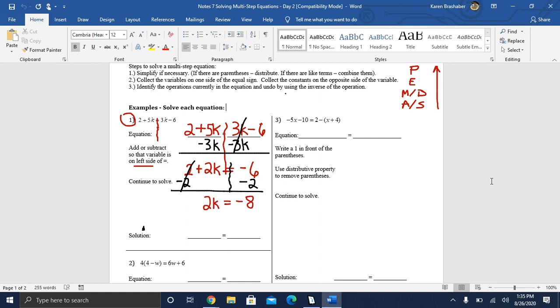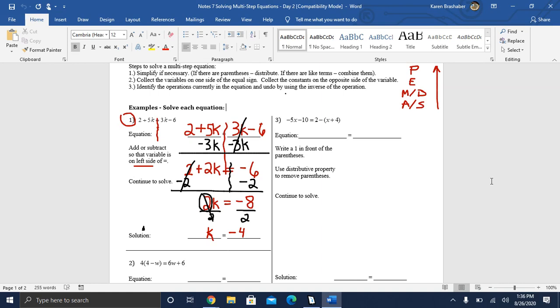Now we have multiplication. We want to undo multiplication by division. So I like to show that division as kind of like a fraction. I'm dividing on both sides of that equal sign. You want to divide by whatever number is in front of your variable. Whatever is multiplied to your variable, you're going to do the inverse operation. So we will divide by 2. That will cancel the 2's. And your solution then is k equals, and then negative 8 divided by 2 is negative 4. And there is your first problem solved for the variable.